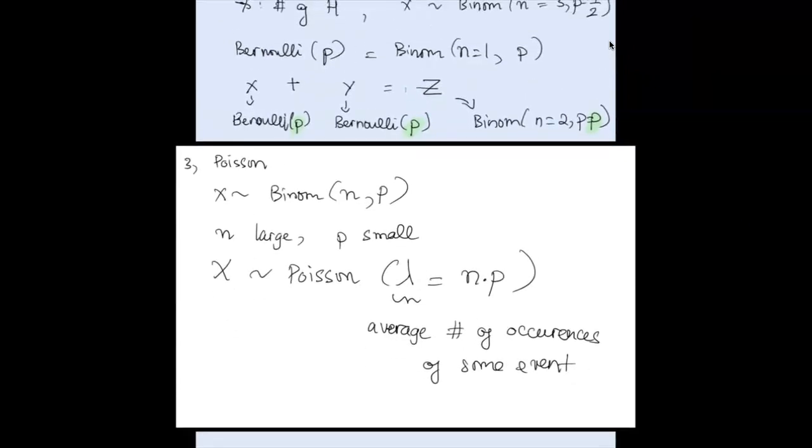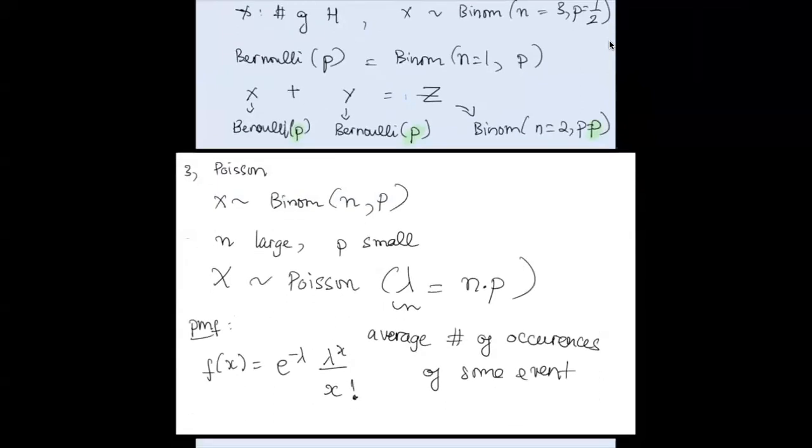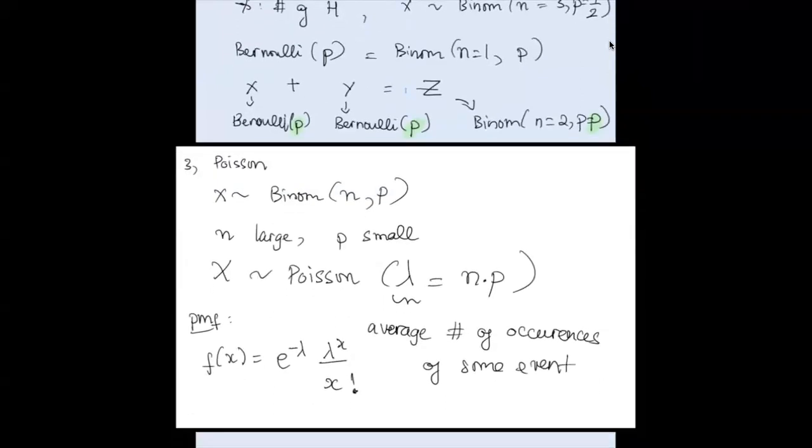And this is the only distribution that I think you should remember its PMF. We say f of x equal to e to the power of negative lambda, lambda to the power of x over x factorial. I don't think you should remember the PMF for any other distribution because it can all be thought about intuitively based on combinatorics perspective. But for Poisson, I think you should remember its PMF.